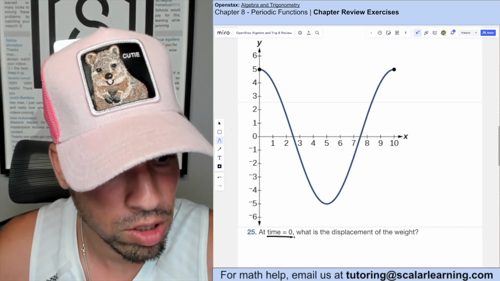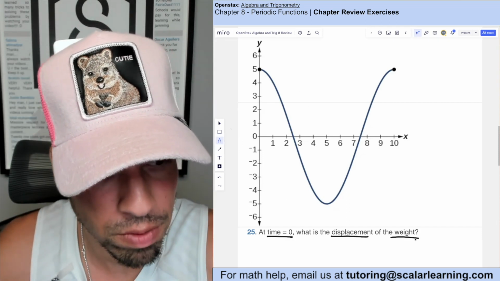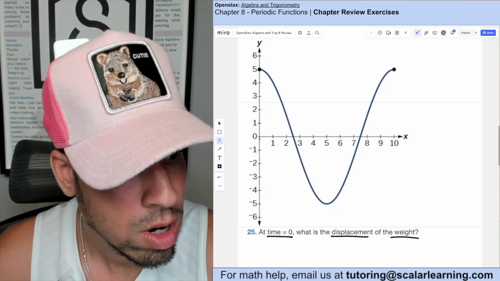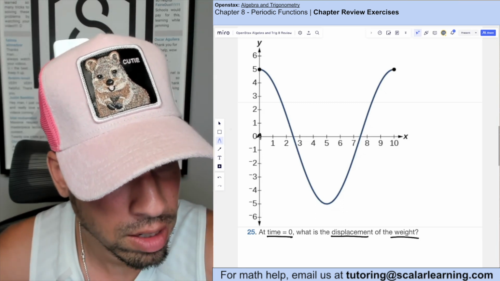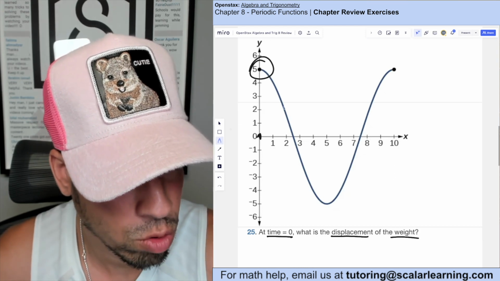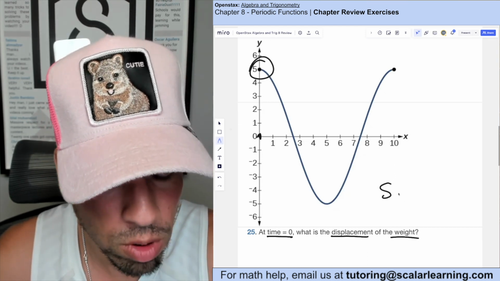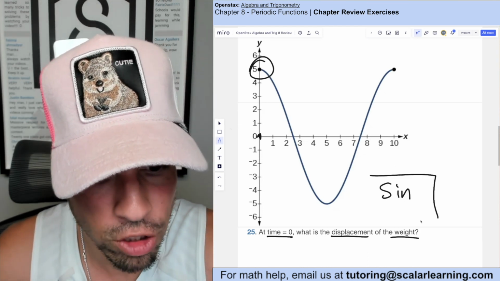So for this one, we're meant to look at this graph to answer these questions. So it says at time 0, what is the displacement of the weight? And that's what's on the y-axis. So here is 0 on the x-axis, and there's the corresponding value. So it's 5, and this is in inches, so 5 inches, boom, done.